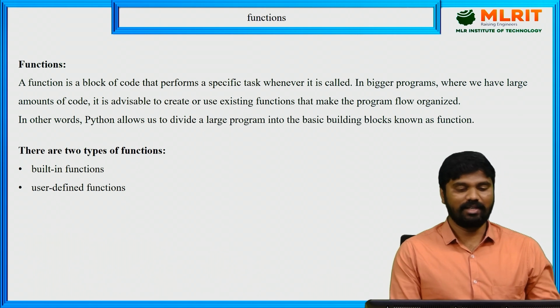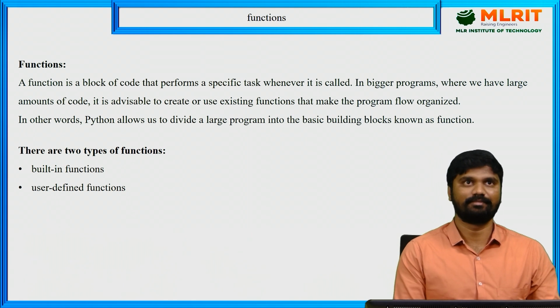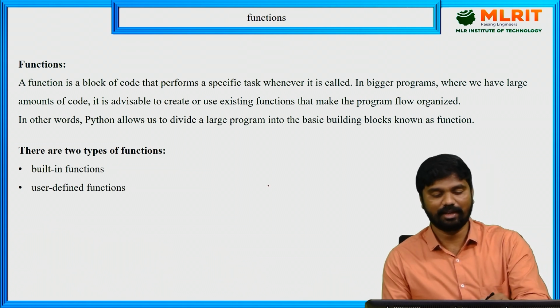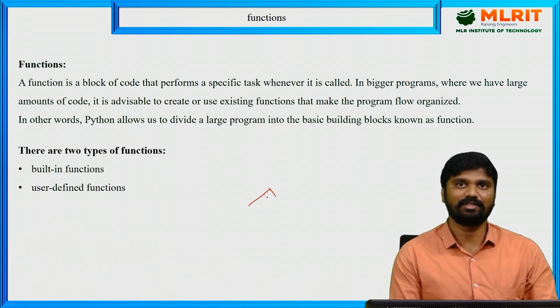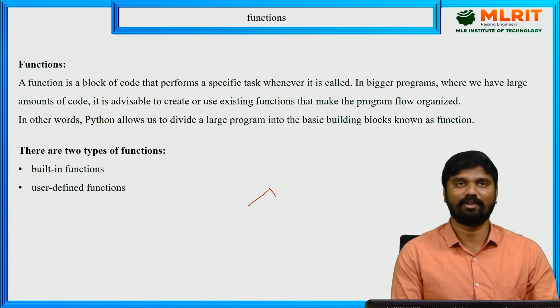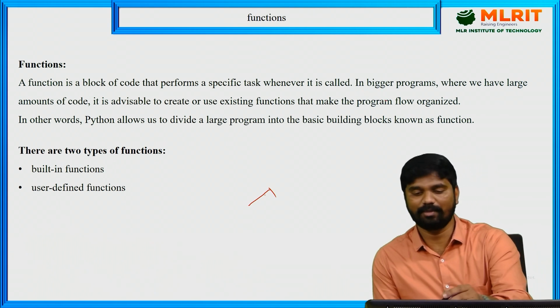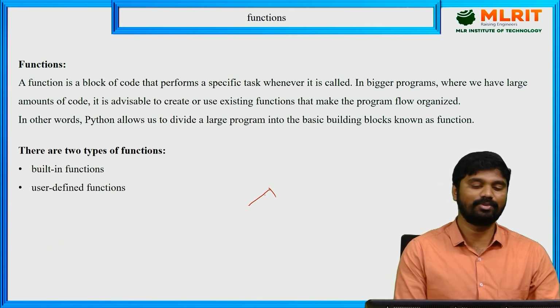Generally, if you take an application, in that application we have to perform some task. To perform a task, we have to represent a block of code. That block of code is called a function. That means a function is used to perform a specific task. In bigger programs, whenever we have a large amount of code, it is recommended to create or use functions.